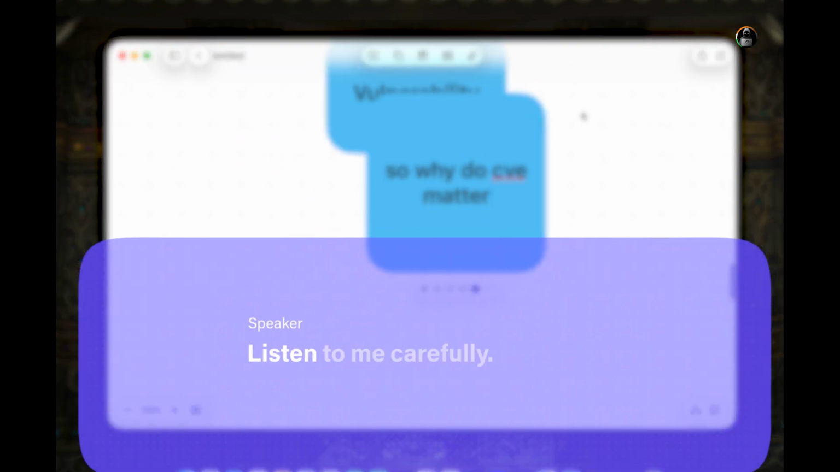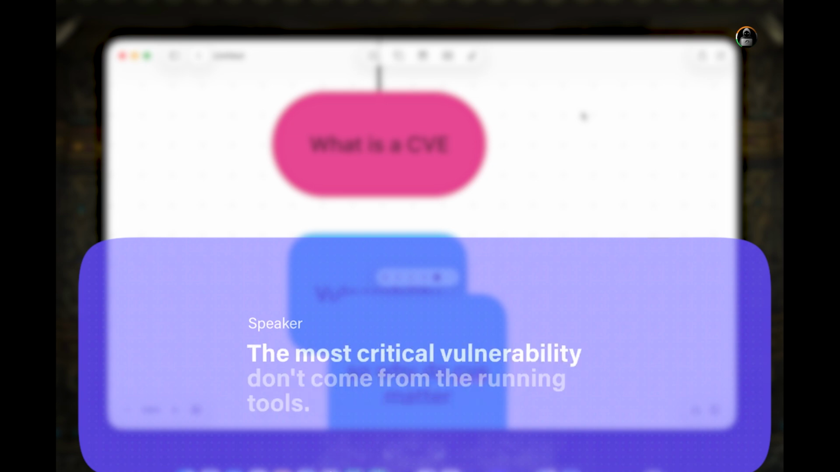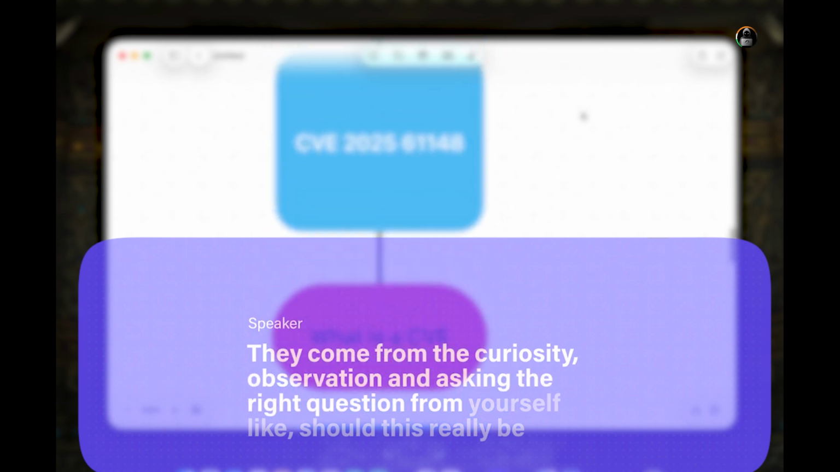So listen to me carefully. If you're learning cybersecurity, here's the biggest lesson I want to share. The most critical vulnerabilities don't come from running tools. They come from curiosity, observation, and asking yourself the right question, like, should this really be allowed in this application or any kind of functionality?